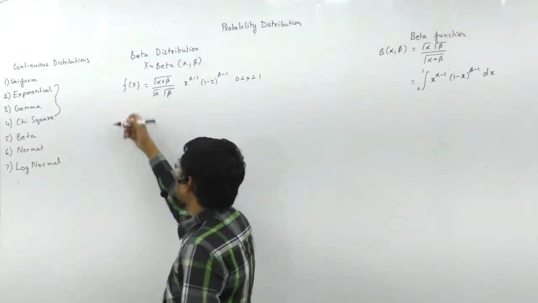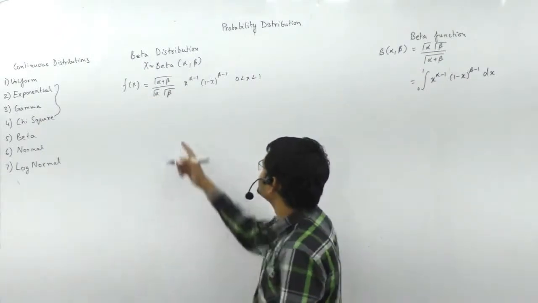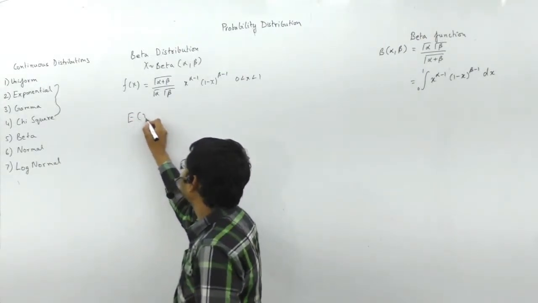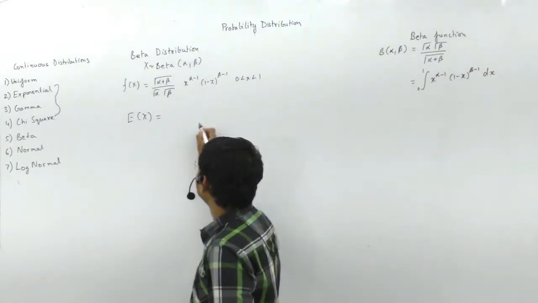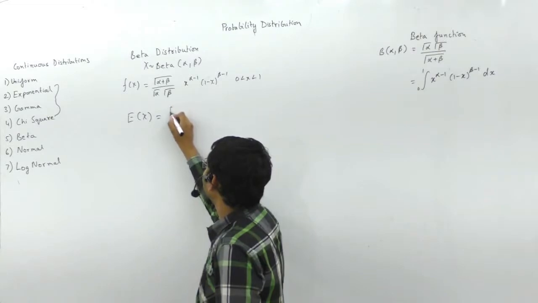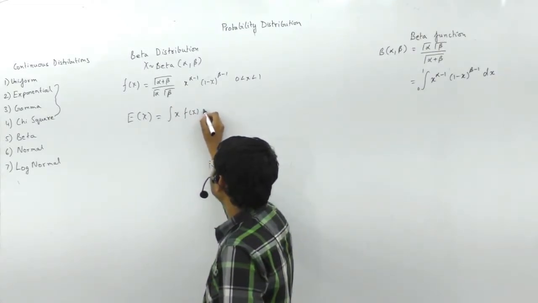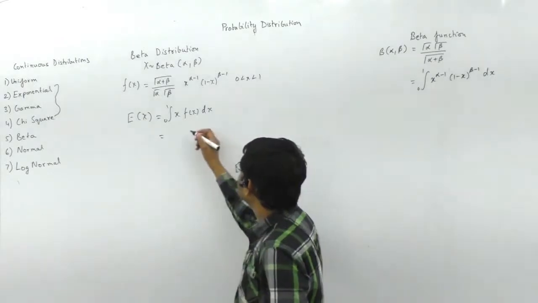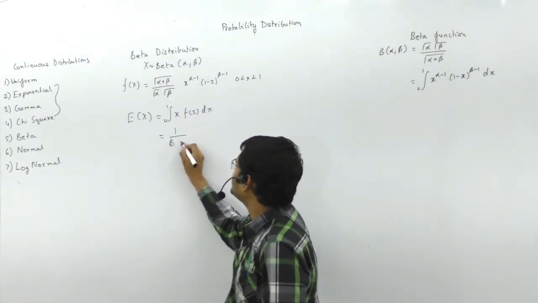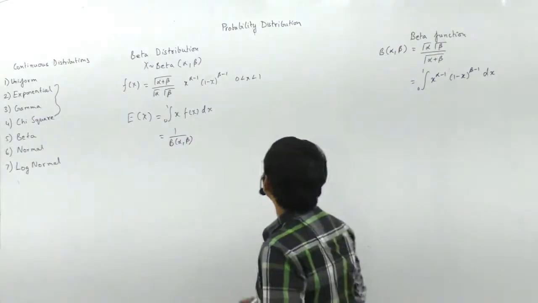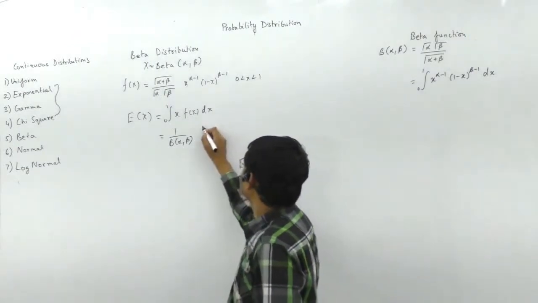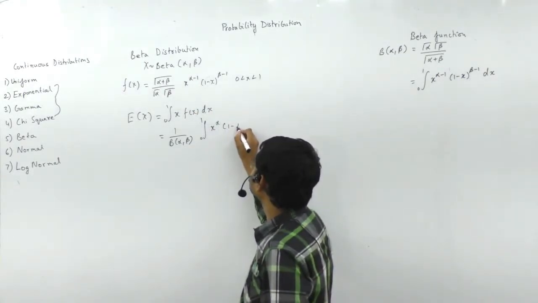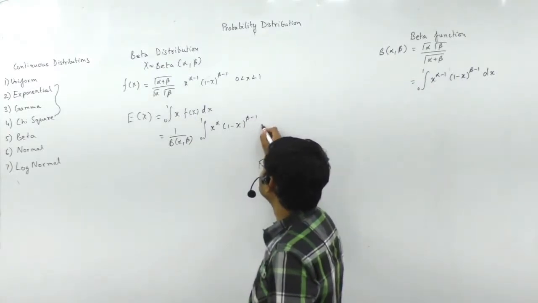Now the problem of finding capital F(x) is the same as in gamma distribution, because the integration of this particular term becomes very difficult. So let's then integrate it in expected value. The expected value of x will just be the integration of x f(x) dx for values between 0 to 1. Now here I can write this as 1 by beta of alpha comma beta, just the beta function, integration 0 to 1, I'll have x raised to alpha into 1 minus x raised to beta minus 1 dx.